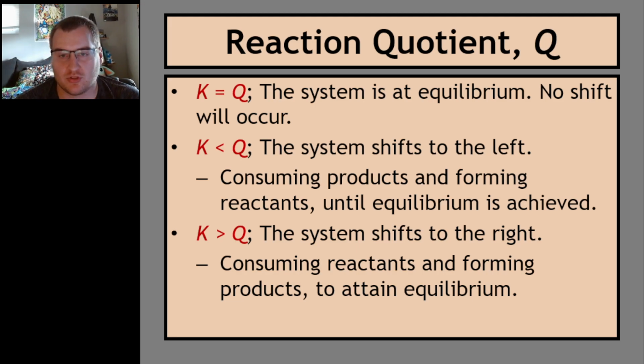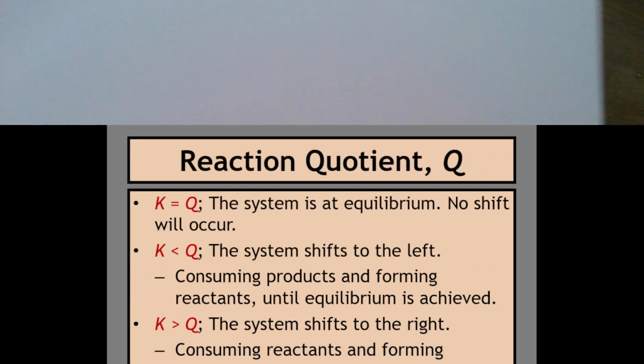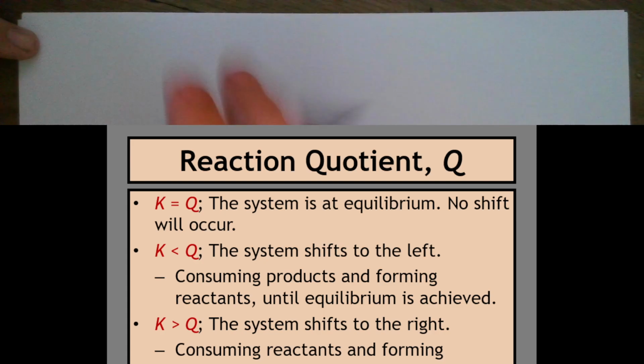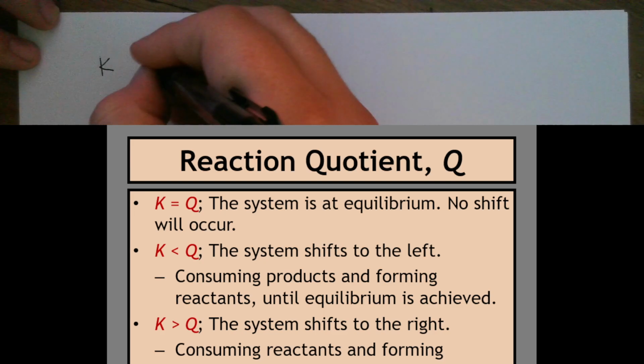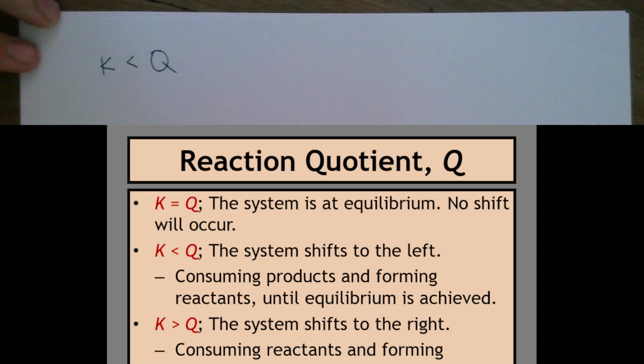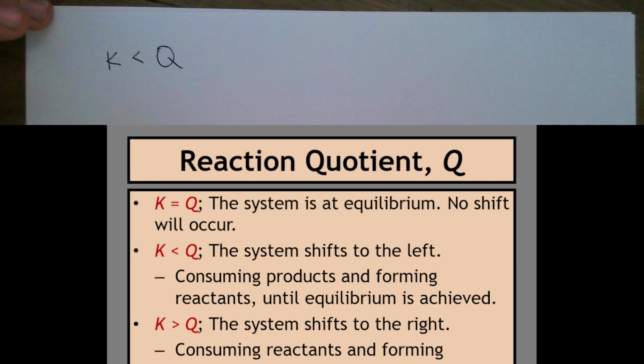A lot to kind of keep straight. Okay, let's try to break it down a little bit. Let's look at K versus Q. Let's start with K less than Q. I've got to think about what this means. I need to think which way the reaction is going to go to finish. It says it shifts to the left, but I don't trust it. I want to calculate it.